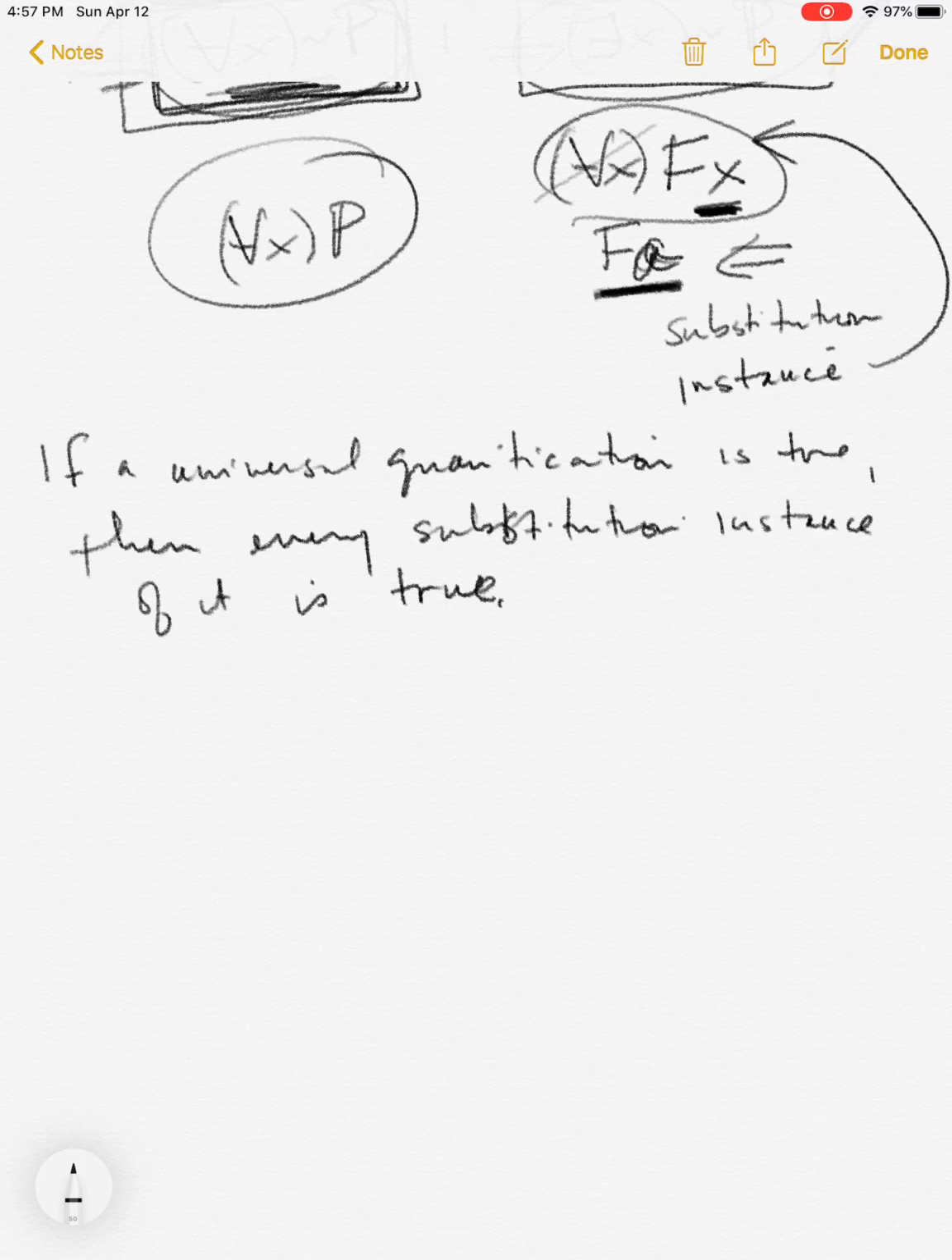So thinking back to what we're doing when we decompose sentences in the tree method, when we were doing trees for sentences of SL, we were asking ourselves, let me just put down a particular example. So this is just to remind us.